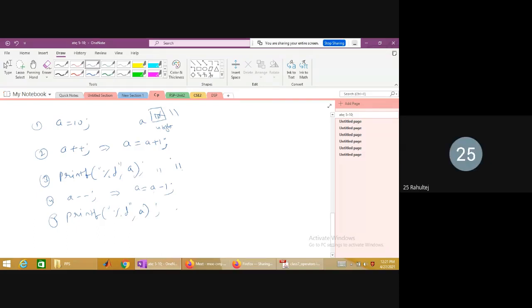A is already modified by using A++. So the current value of A is 11 now. 11 minus 1, what is going to happen? 11 minus 1 is 10. Again, this 11 will become 10. Then if you try to print here, it will be 10. Is it okay?